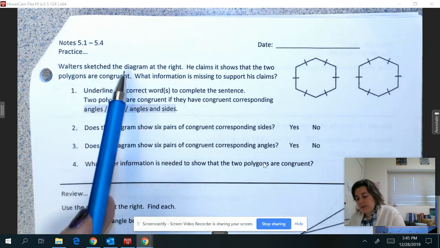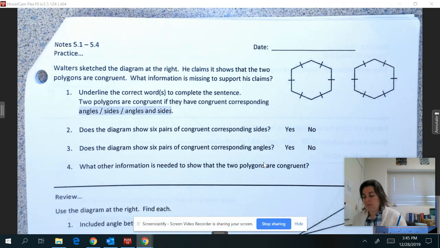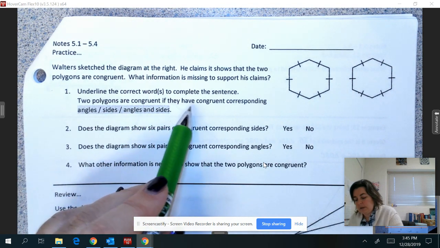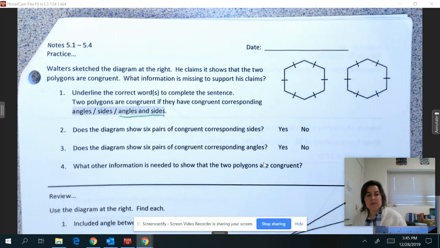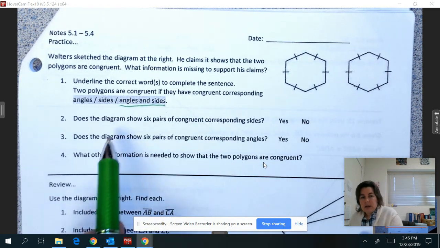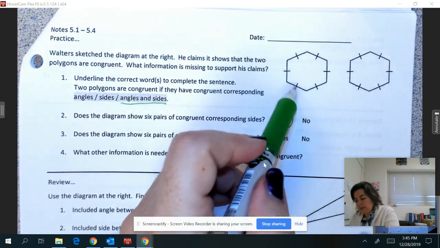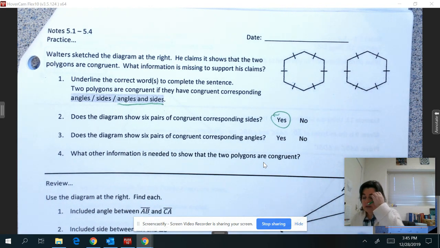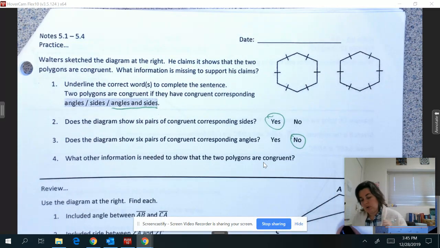So this says Walter sketched the diagram at the right. He claims it shows the 2 polygons are congruent. What information is missing to support his claim? So we're supposed to underline the correct words to complete the sentence. 2 polygons are congruent if they have congruent corresponding angles and sides. We need both the angles and sides to be congruent. Does the diagram show 6 pairs of congruent corresponding sides? It sure does. That's what these tick marks mean. And then does the diagram show 6 pairs of congruent corresponding angles? They look like they're congruent, but they're not marked as congruent. So the answer is no.